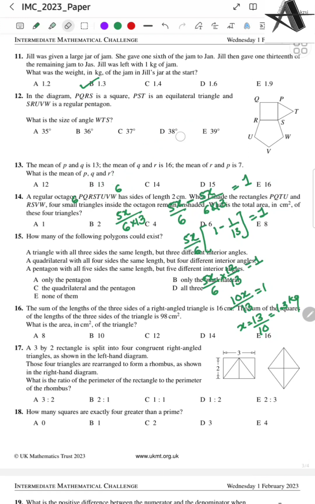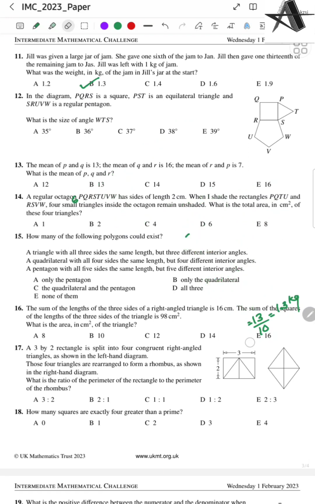In the diagram PQRS, PST is an equilateral triangle, SRUVW is a regular pentagon. Now what is the size of WTS? WTS, that means this angle.